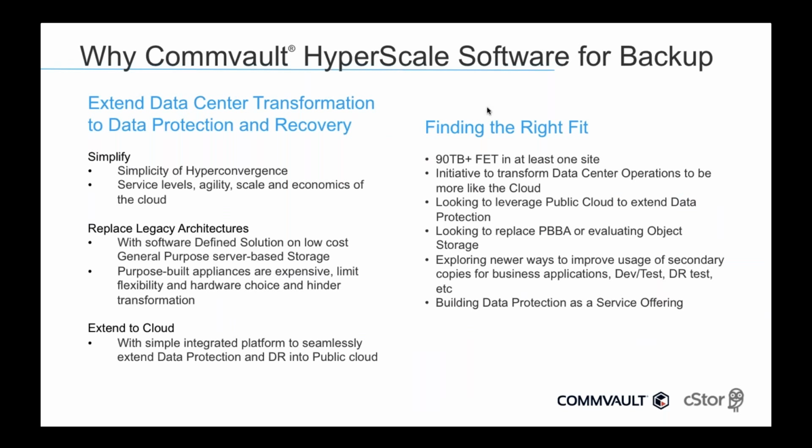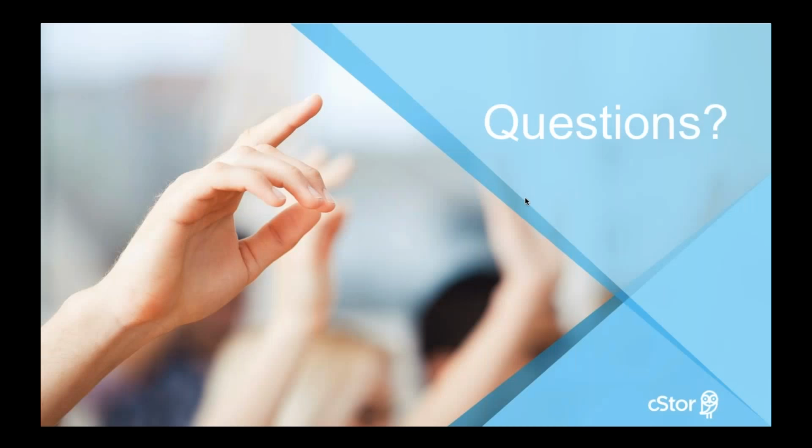So the hyperscale software for backups is going to extend the data center transformation process very, very fast. We talked about it earlier, going from a multi-day deployment down to hours or minutes. What's the fit? If you have 90 terabytes or less, we could talk about starting small using the 3-node block. If it's larger than 90 terabytes, let's look at a reference architecture that can handle more data and process more information much faster. And with that, I will now open it up for questions.